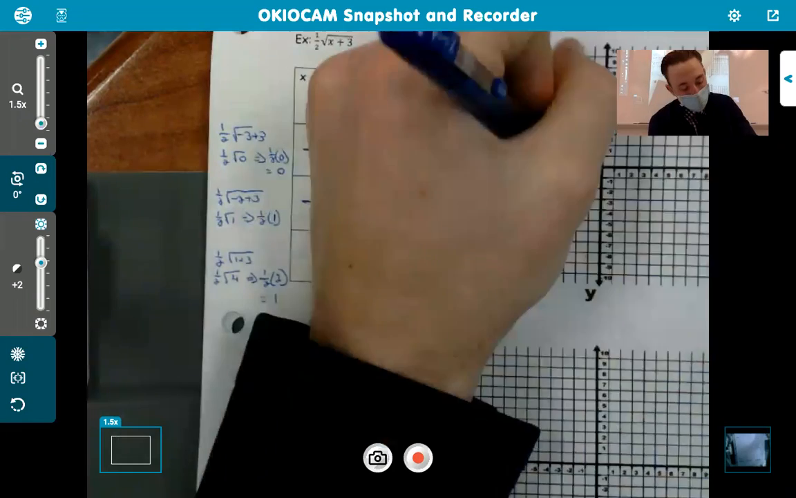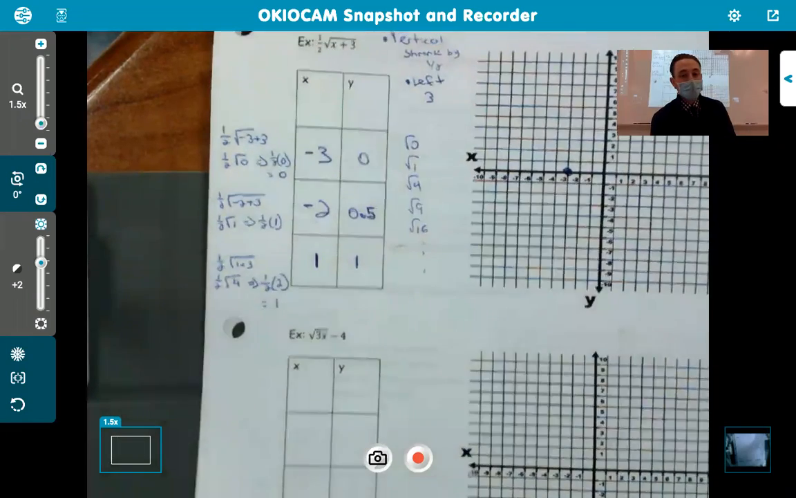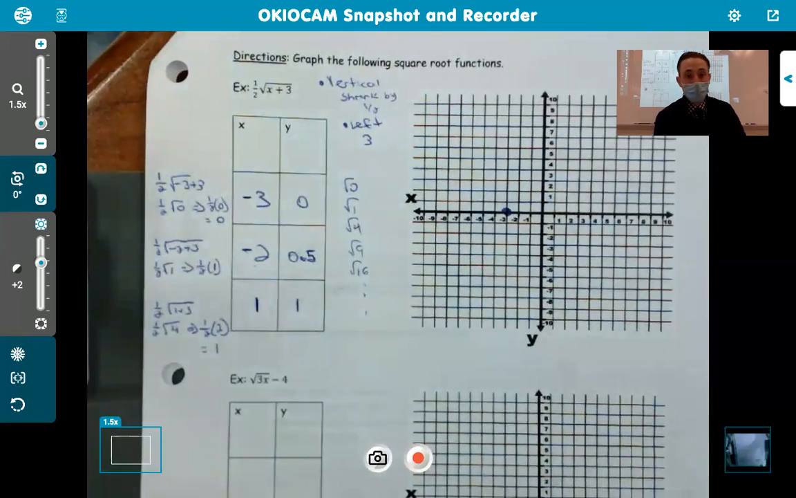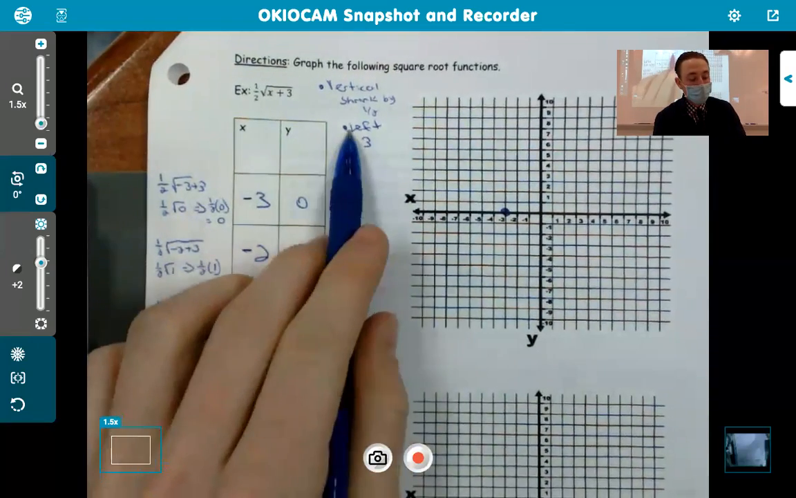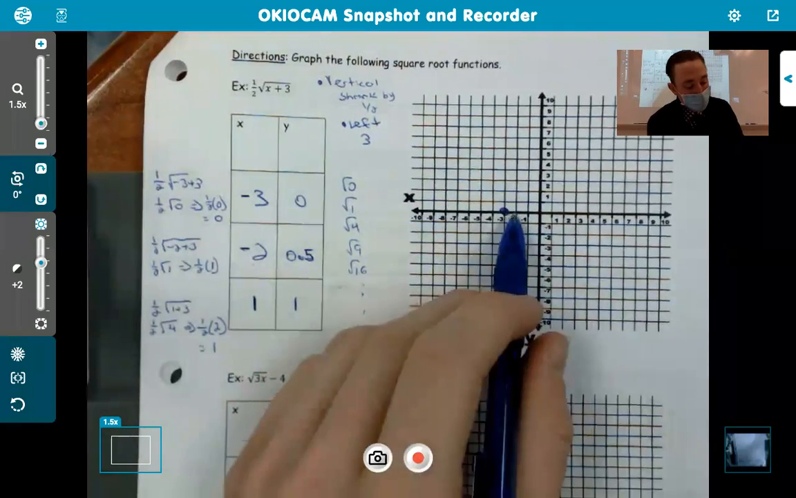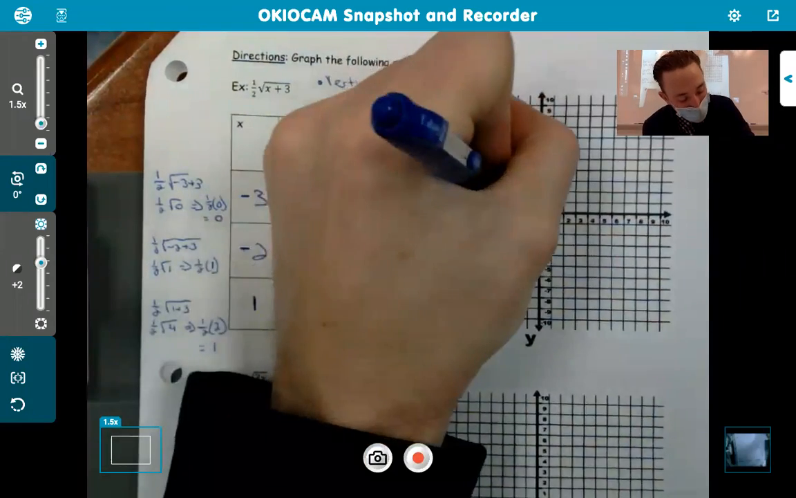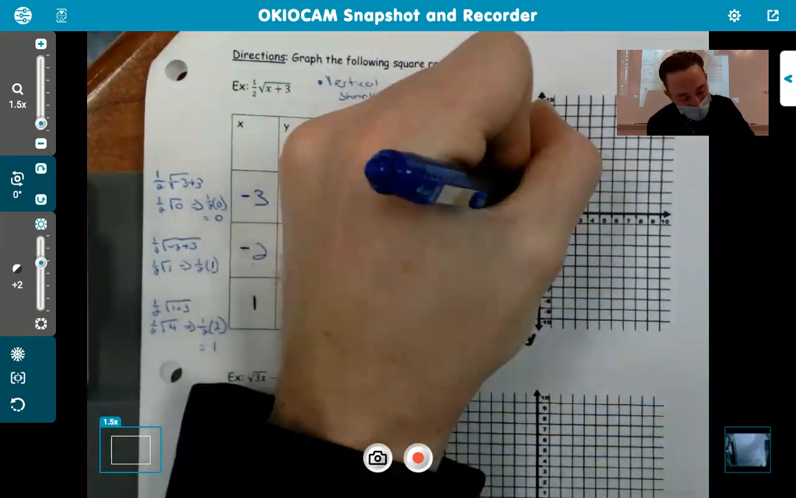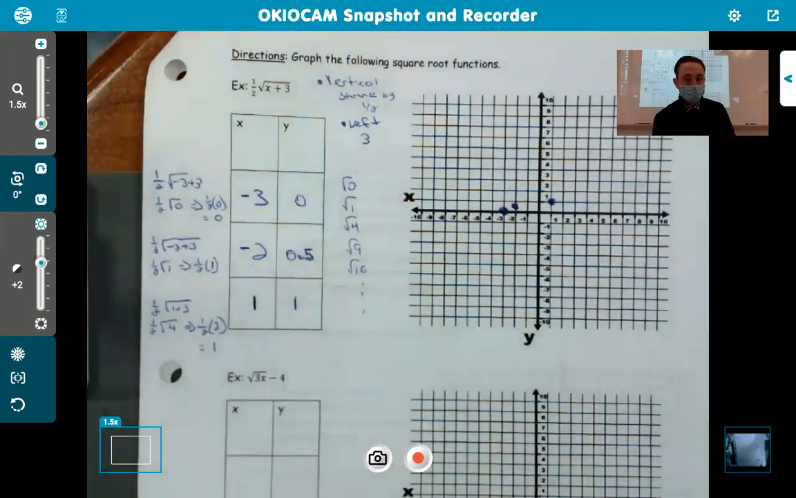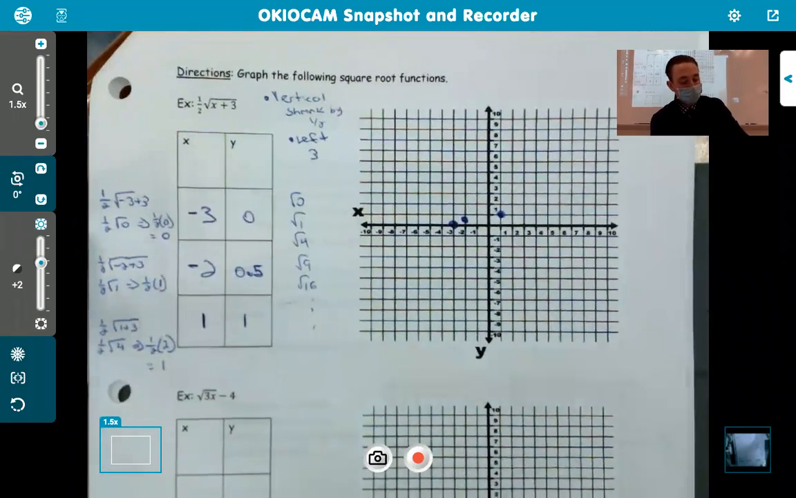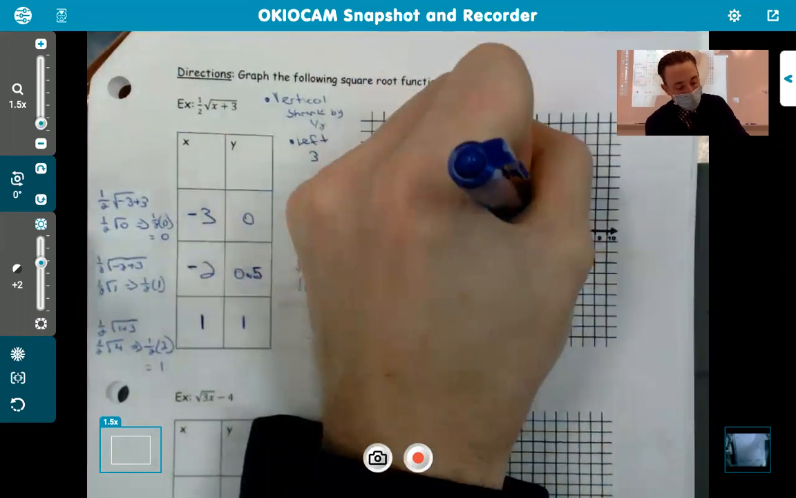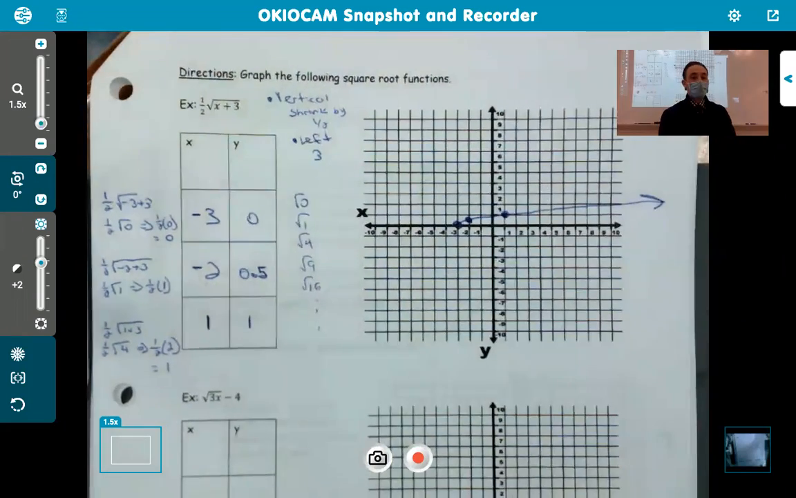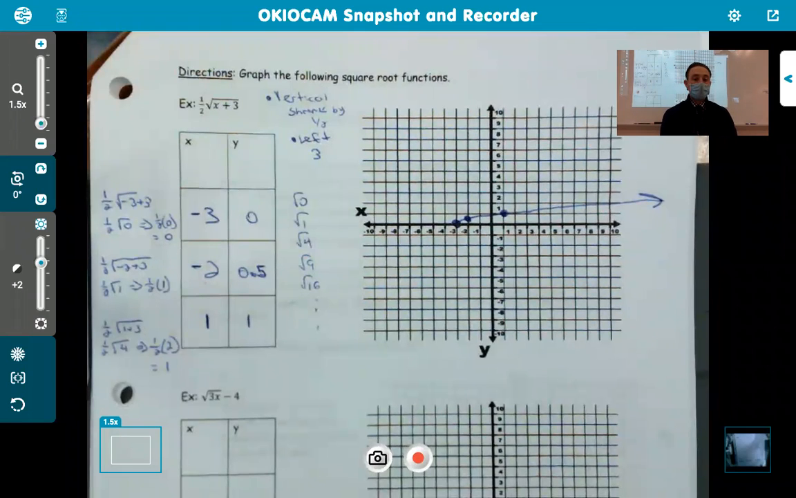Okay. Let's plot these points then. So -3, 0. It's already starting to look good with our transformation moving to the left 3, right? So we're pretty much on the right track. -2, I'm at 1/2. And then at 1, I'm at +1. So my graph looks something like this. And we have a pretty good idea that yes, we moved to the left, but we also vertically shrunk by 1/2.